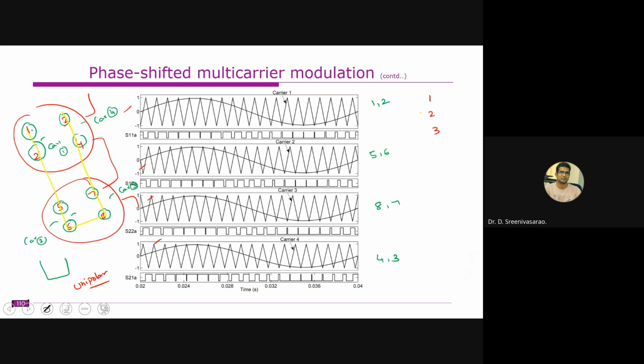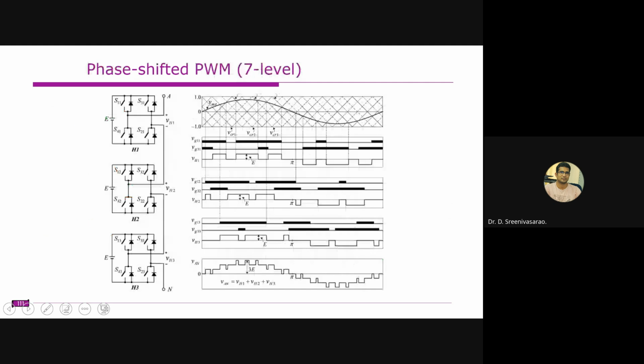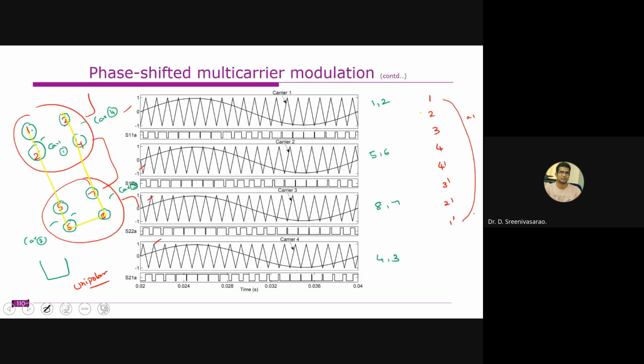1, 2, 3, 4 switches, 4 switches on the upper side, and similarly you have 4 dash, 3 dash, 2 dash, and 1 dash. As we discussed, the outer switches are complementary. So in this case, this one requires carrier 1, so this is controlled by carrier 1. These two switches are controlled by carrier 2, this is controlled by carrier 3, and this is controlled by carrier 4.